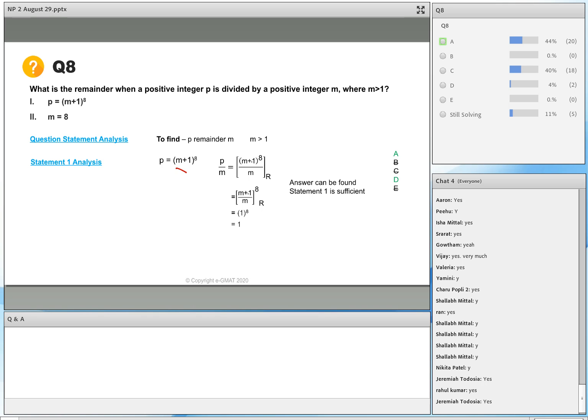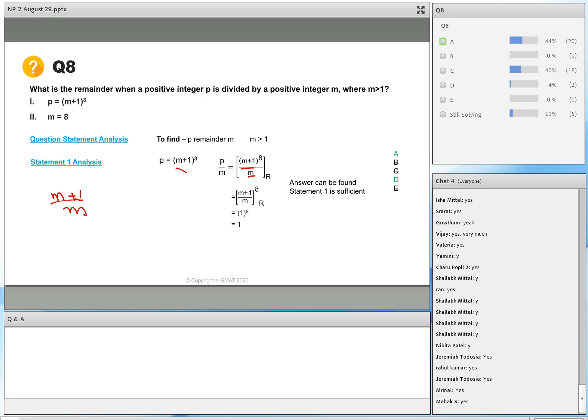When I divide p by m, do you people remember the same thing? First base, then exponent. First the base, then the exponent. So what I'm doing over here is I am dividing (m plus 1) to the power 8 by m. Now, how can I write (m plus 1) by m? Because I need to first calculate the base remainder. So I need to calculate the remainder of (m plus 1) by m.